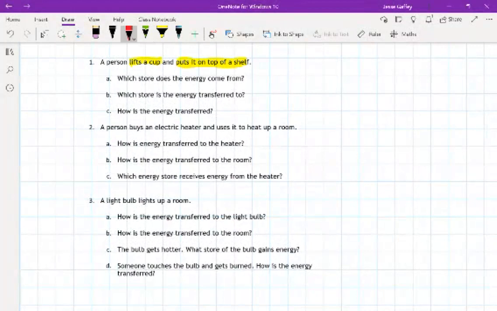Okay, so for number 1A, you should have had, which store does energy come from? Well, the person is using their muscles here, so it's going to be the chemical store. Which store is the energy transferred to?